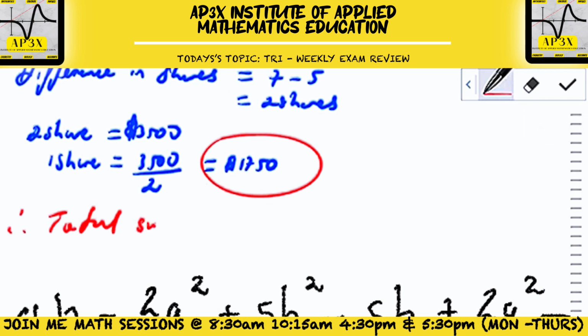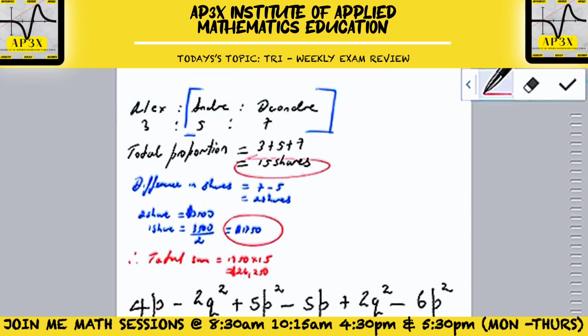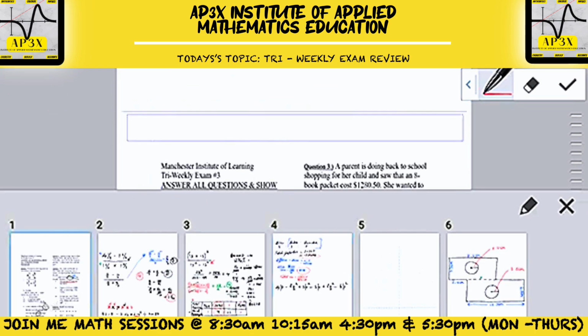Therefore, the total sum is equal to 1750 multiplied by 15. So we end up with a total here of $26,250. That was the amount that was shared between the three students or the three friends. All right, so that's the approach to that particular question. Then let's move on to see here part 2.